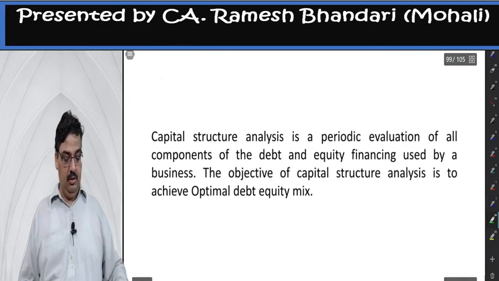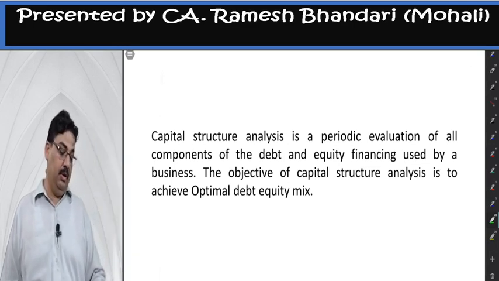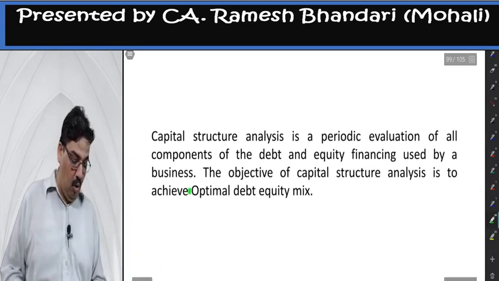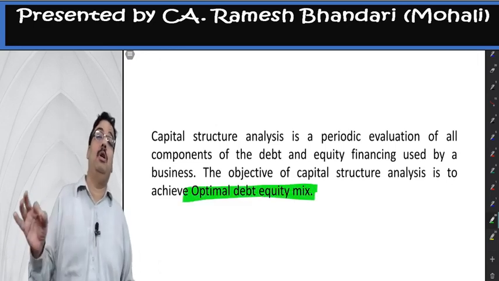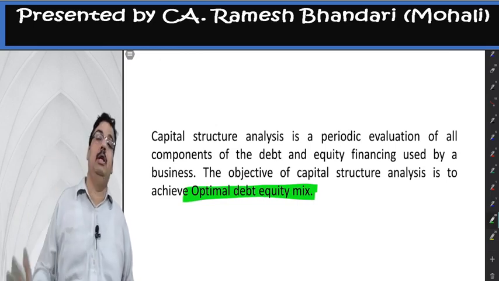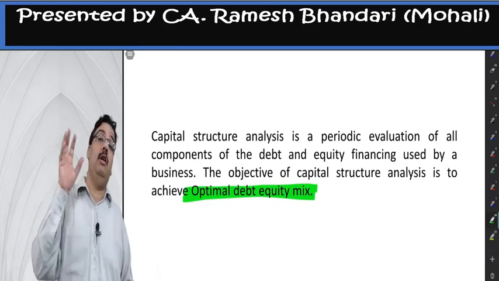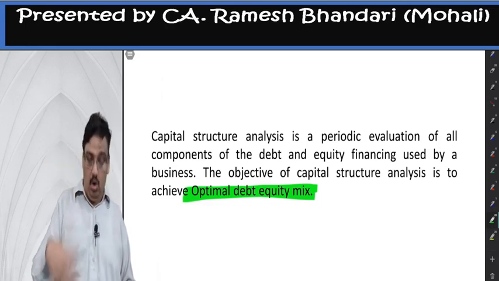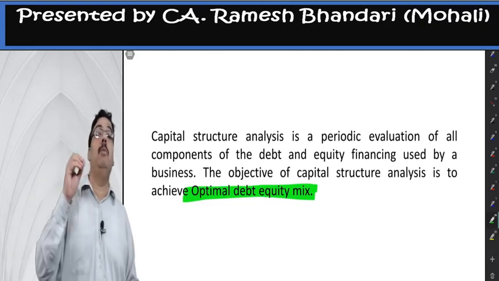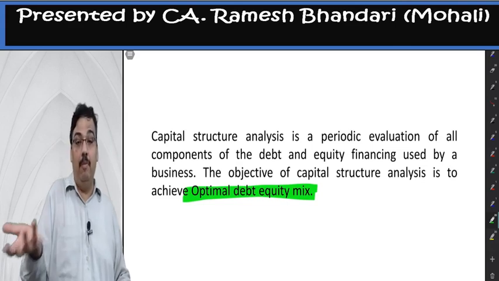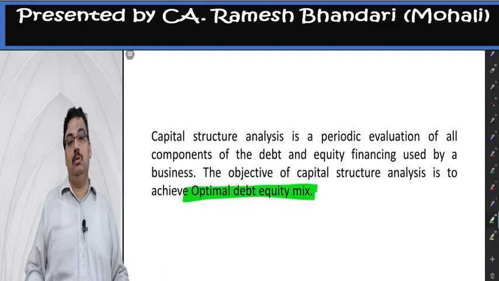Capital structure analysis. Capital structure analysis is periodical evaluation of all components of debt and equity of business. The objective is to analyze the optimal debt equity mix. Now in ratios, what ratios are important? Capital structure ratios, that is the first category, solvency ratios. You are trying to judge how my WACC can be lowest. Tomorrow's class will include cost of capital. How the weighted average cost of capital can be lowest, which will increase the value of my firm. You keep on monitoring that. That is called capital structure analysis.